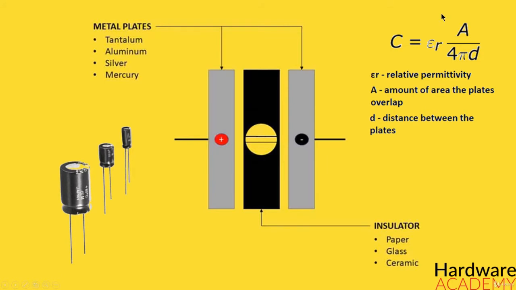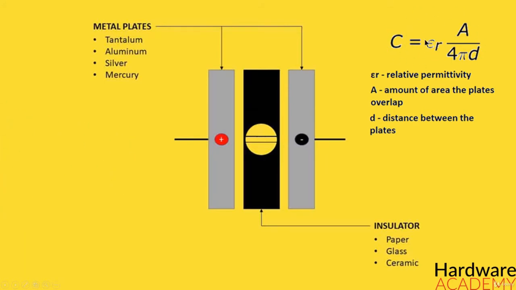This can be deduced also from this equation here, where the capacitance is equal to the relative permittivity times the amount of area the plates overlap, divided by 4 times pi times the distance between the plates. Of course, you don't have to memorize this equation, it's just nice to know that it exists.